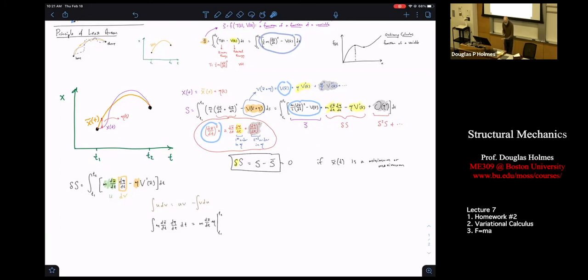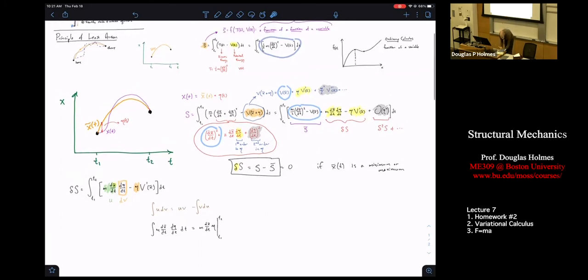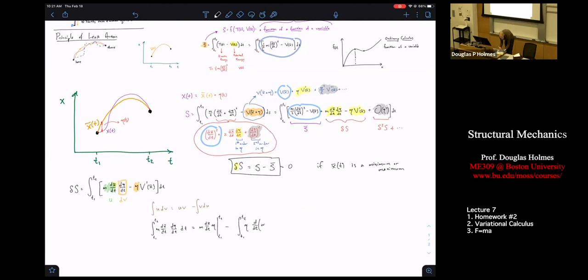Okay, so that's the first term, but then we need the integral of v du. So we have to subtract off the integral from t1 to t2 of eta times d by dt of all of this stuff. And we'll deal with that in a second.